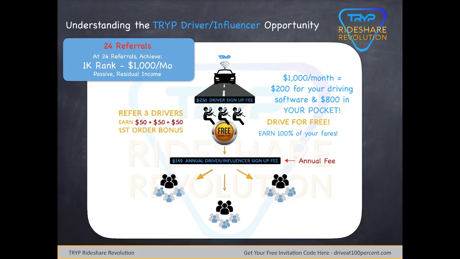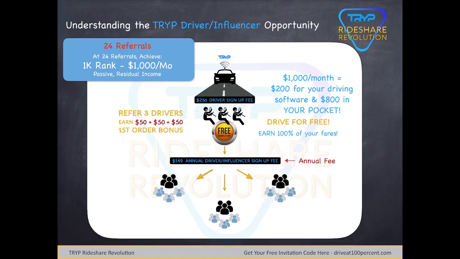So it's not even waiting until the third level down of referrals is all filled in. It's like halfway through that, you're already at the next level. And the next level is 24 referrals. So between you and your referrals, all of the people on your team, once it gets up to 24 people, then you're at the next rank, which is the 1K rank, and that's $1,000 a month residual income. So out of that $1,000, $200 goes for your driving software, and that leaves $800 in your pocket.